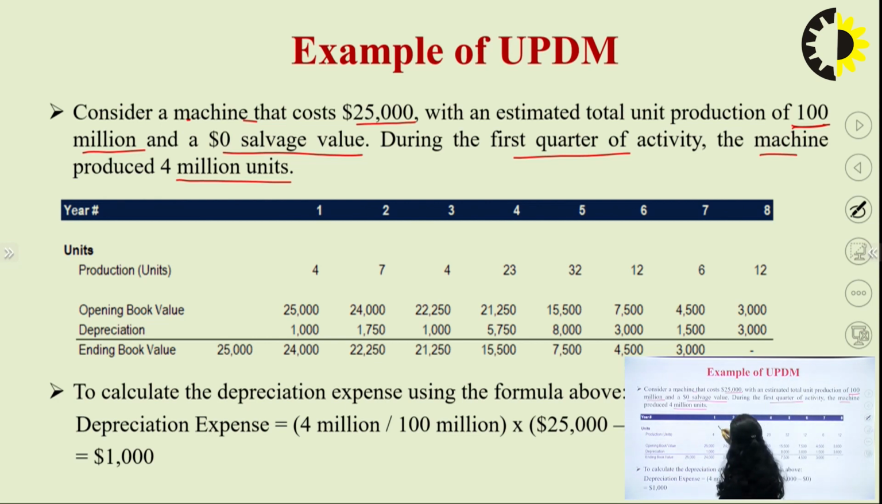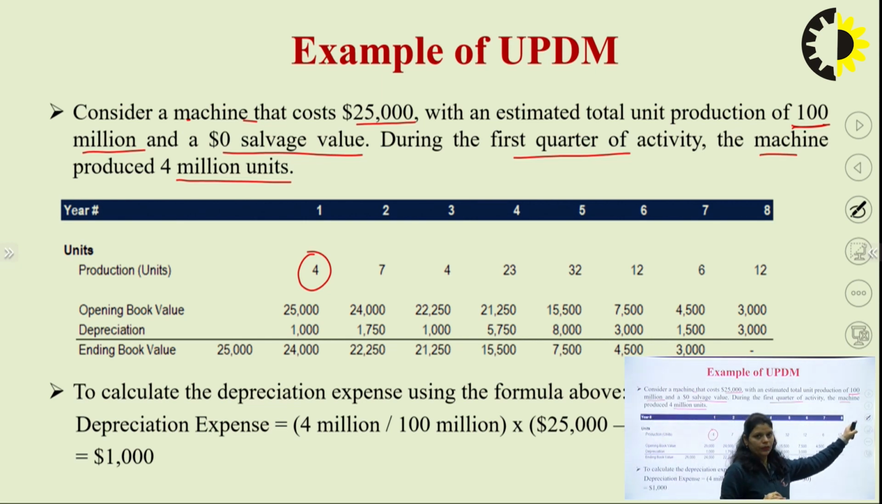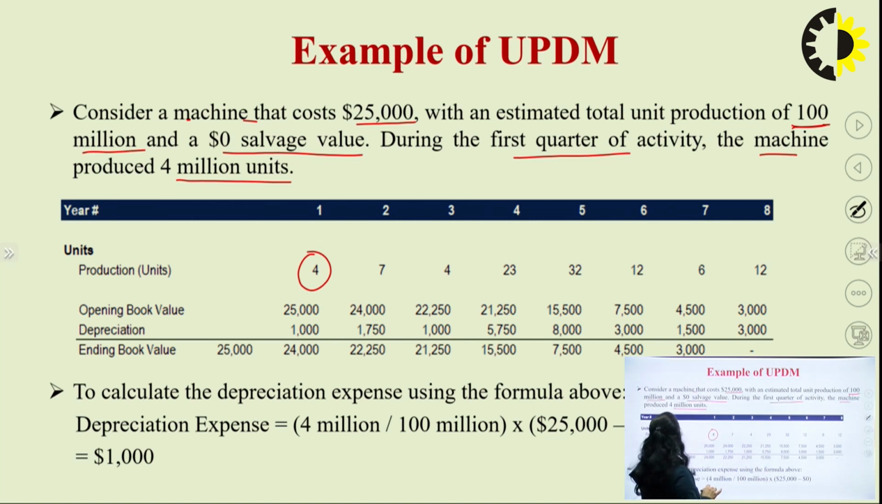It is given that only the 4 million units are produced. So, this table is given to us. In this, we can see that the useful life of the asset is 1, 2, 3, 4, 5, 6, 7, 8. This is the useful life of the assets, which is given in years. So, 8 years is the useful life of a particular asset.